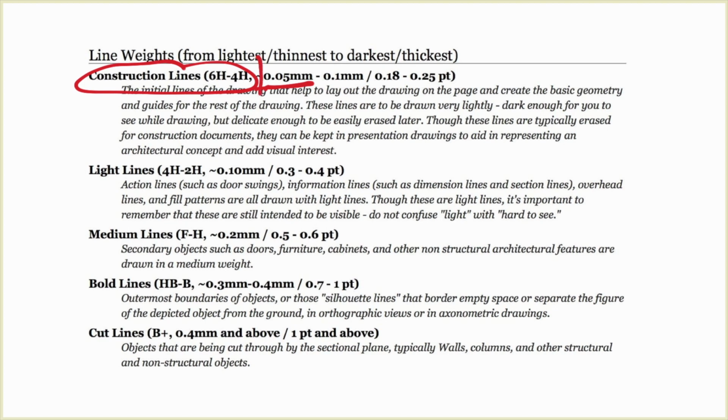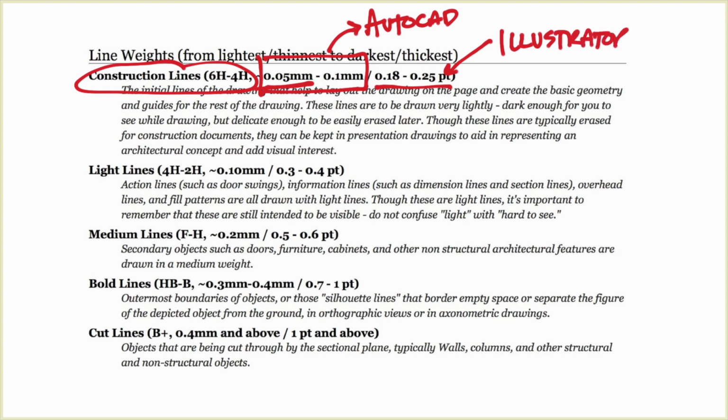So this right here is AutoCAD. This right here is Illustrator. So we've worked in both. There's AutoCAD, and that right there is Illustrator. So it gives us both examples here. As we go up, light lines, these are door swings, that kind of thing. We're looking at about 0.10 in the world of AutoCAD, or 0.3 to 0.4 points in Illustrator.